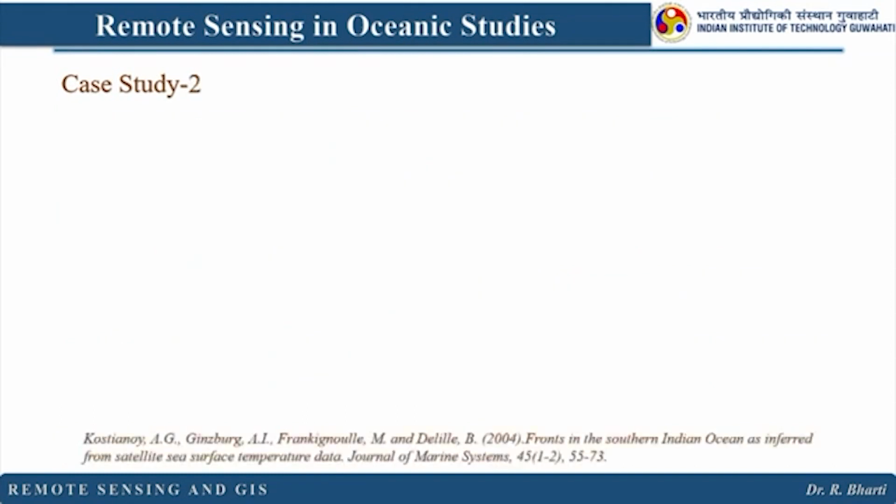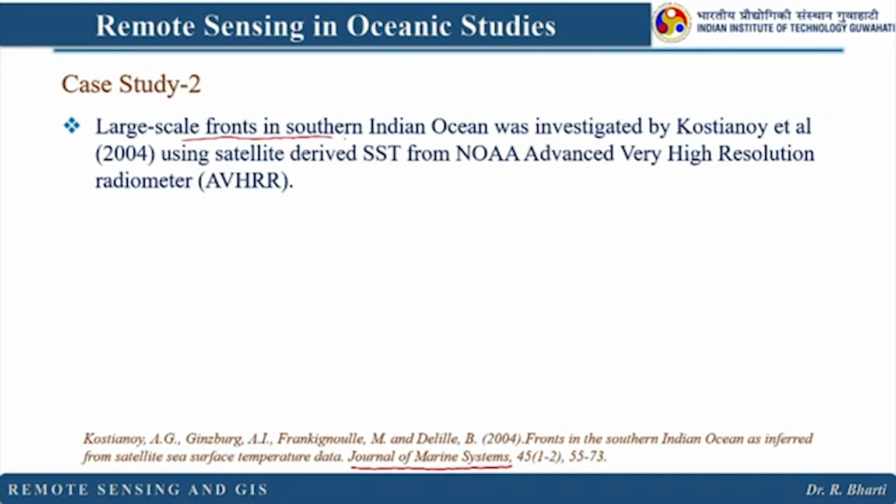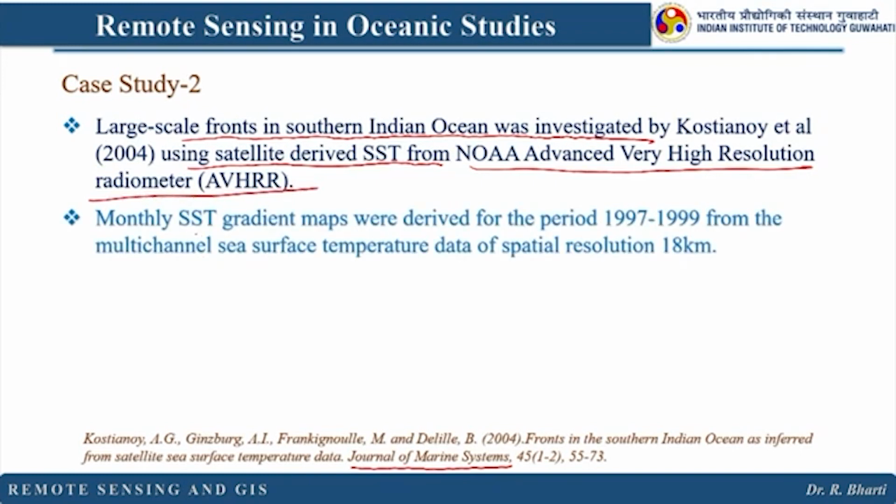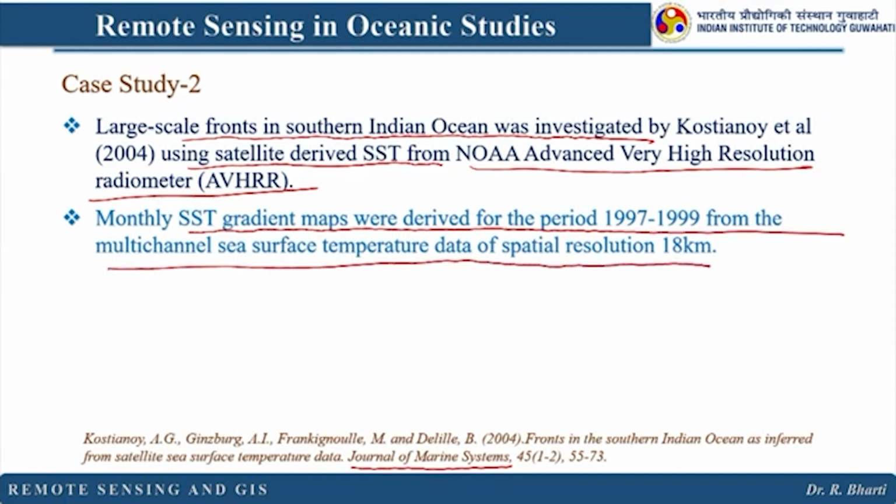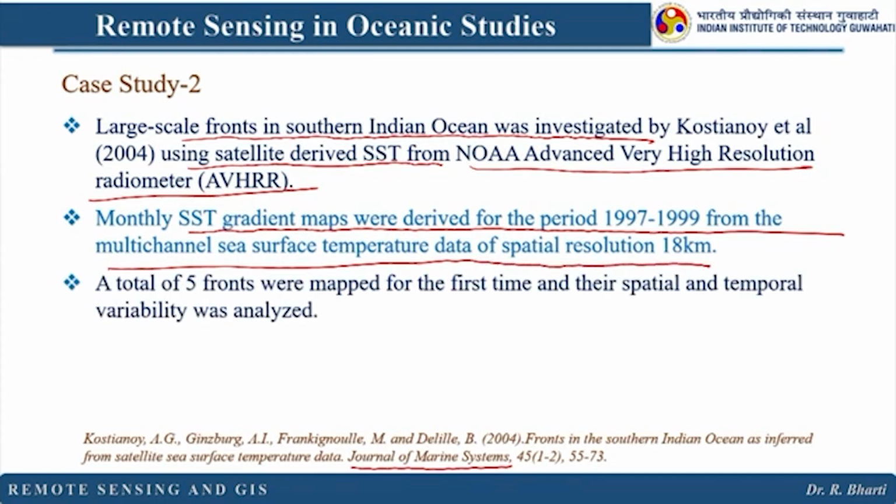In another study, published in the Journal of Marine Systems, the large scale fronts in the southern Indian Ocean were investigated using satellite derived sea surface temperature from the NOAA Advanced Very High Resolution Radiometer, that is known as AVHRR. Monthly sea surface temperature gradient maps were derived for the period of 97 to 1999 from the multi-channel sea surface temperature data of spatial resolution of 18 km. A total of 5 fronts were mapped for the first time and their spatial and temporal variability was analyzed.